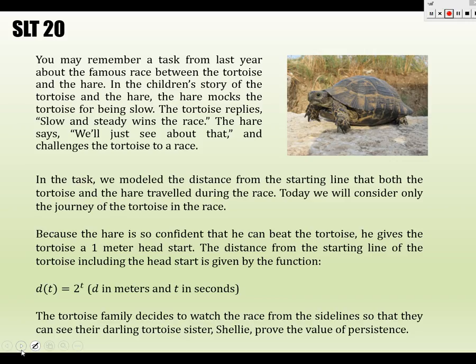Because the hare is so confident that he can beat the turtle, he gives the turtle a 1 meter head start. The distance from the starting line to the turtle, including the head start, is given by time. Right, d of t equals 2 to the t. A function that should not be at all unfamiliar to you now.